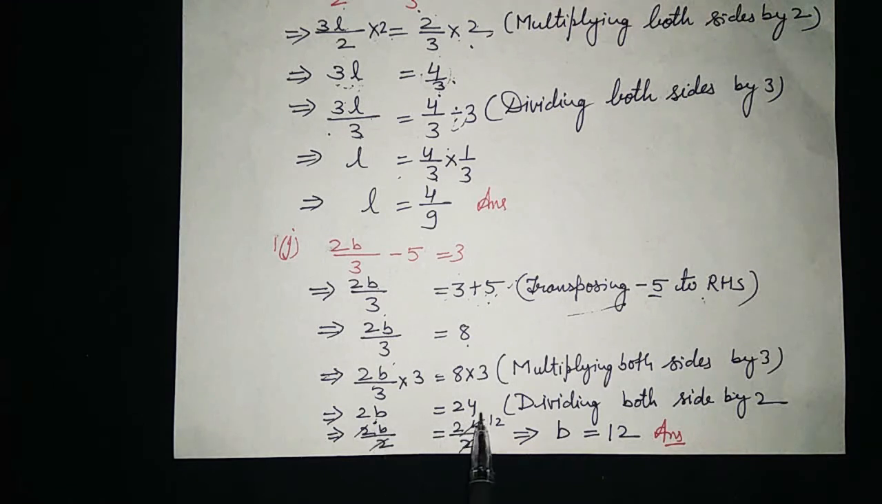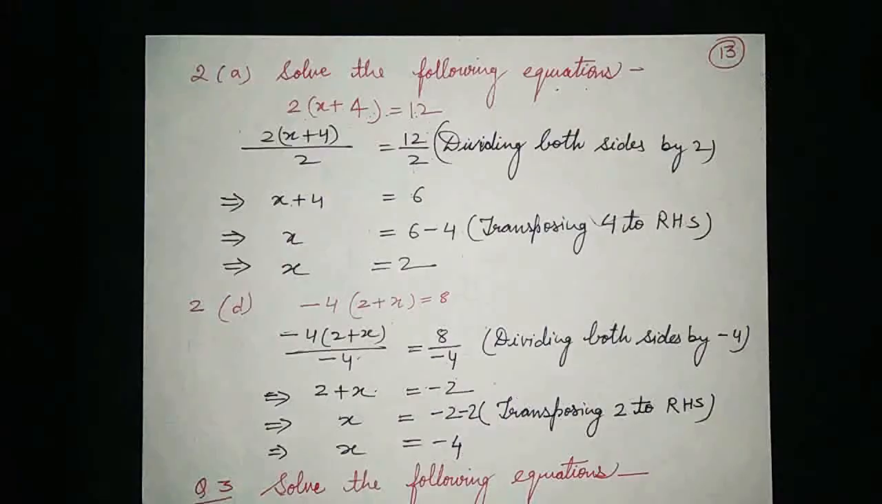In this equation 2 is in multiplication with this b. To remove it, what we will do? We will divide both the sides by 2. So 2 ÷ 2 is 1, 2 ÷ 2 is 1, and here 2 ÷ 2 is 1, and 24 if we divide by 2 we get 12. So like this we get b is equals to 12 as answer.